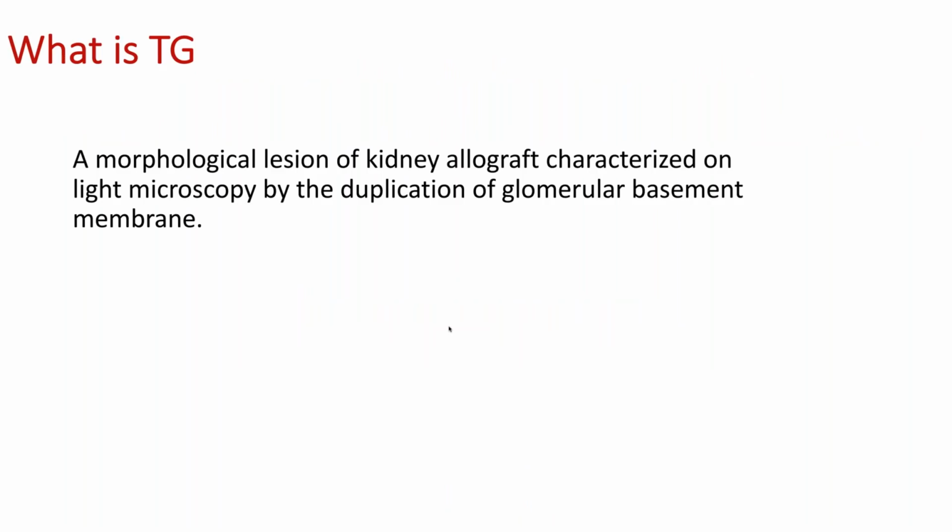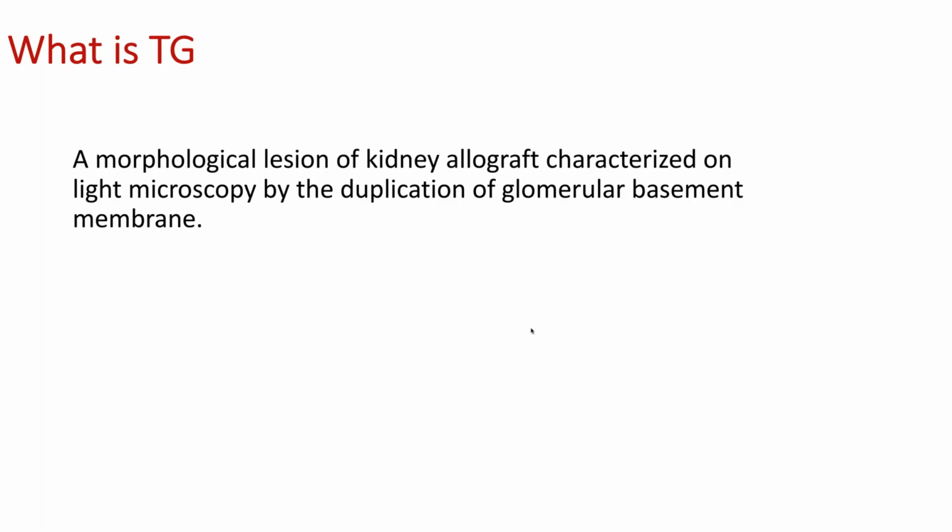So first, let me ask this question: what is transplant glomerulopathy? We can simply define this as a morphological lesion of kidney allograft characterized on light microscopy by the duplication of glomerular basement membrane. So it's a very simple definition. The moment you see double contouring of glomerular basement membrane in a kidney allograft, you use the word transplant glomerulopathy. So this is obviously a light microscopic finding to start with.